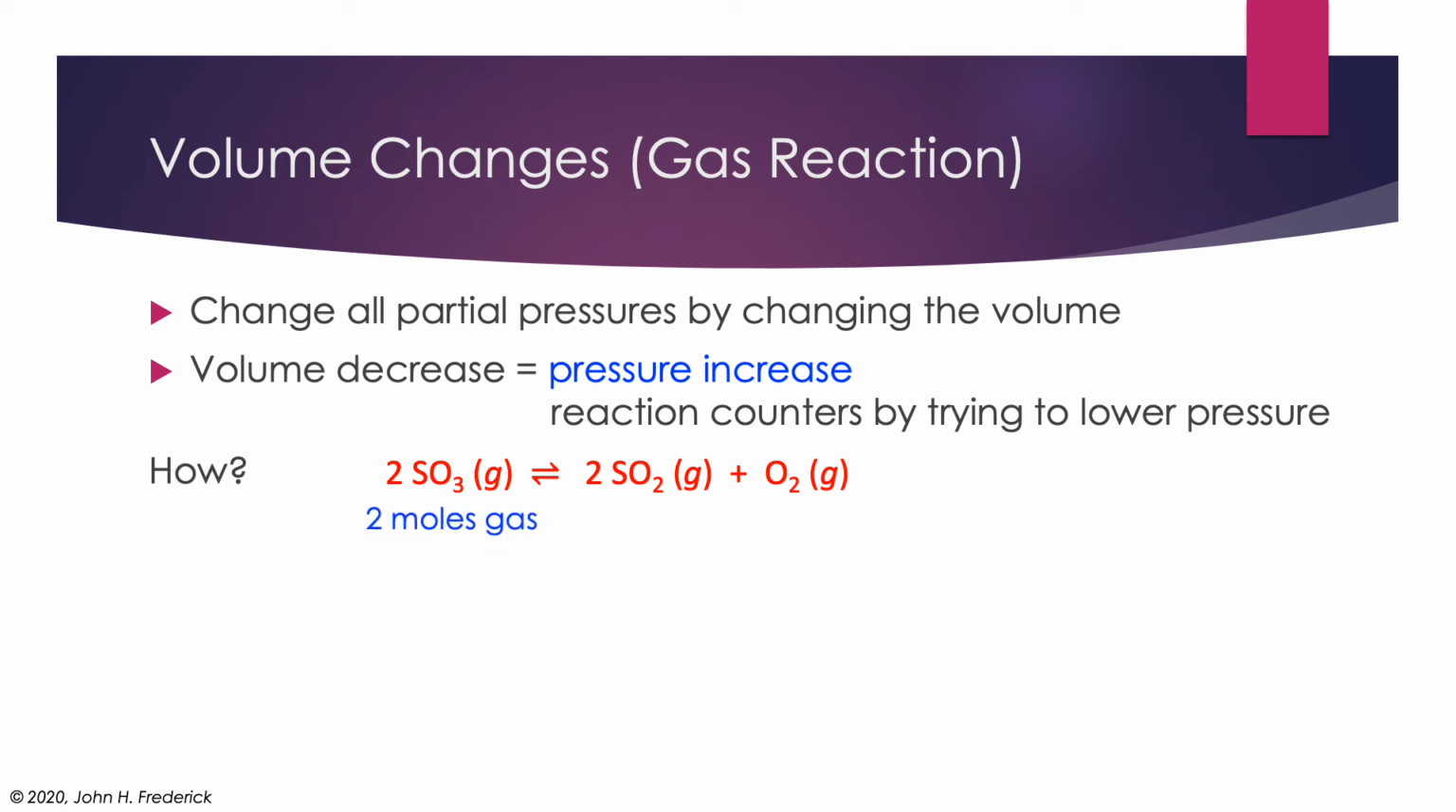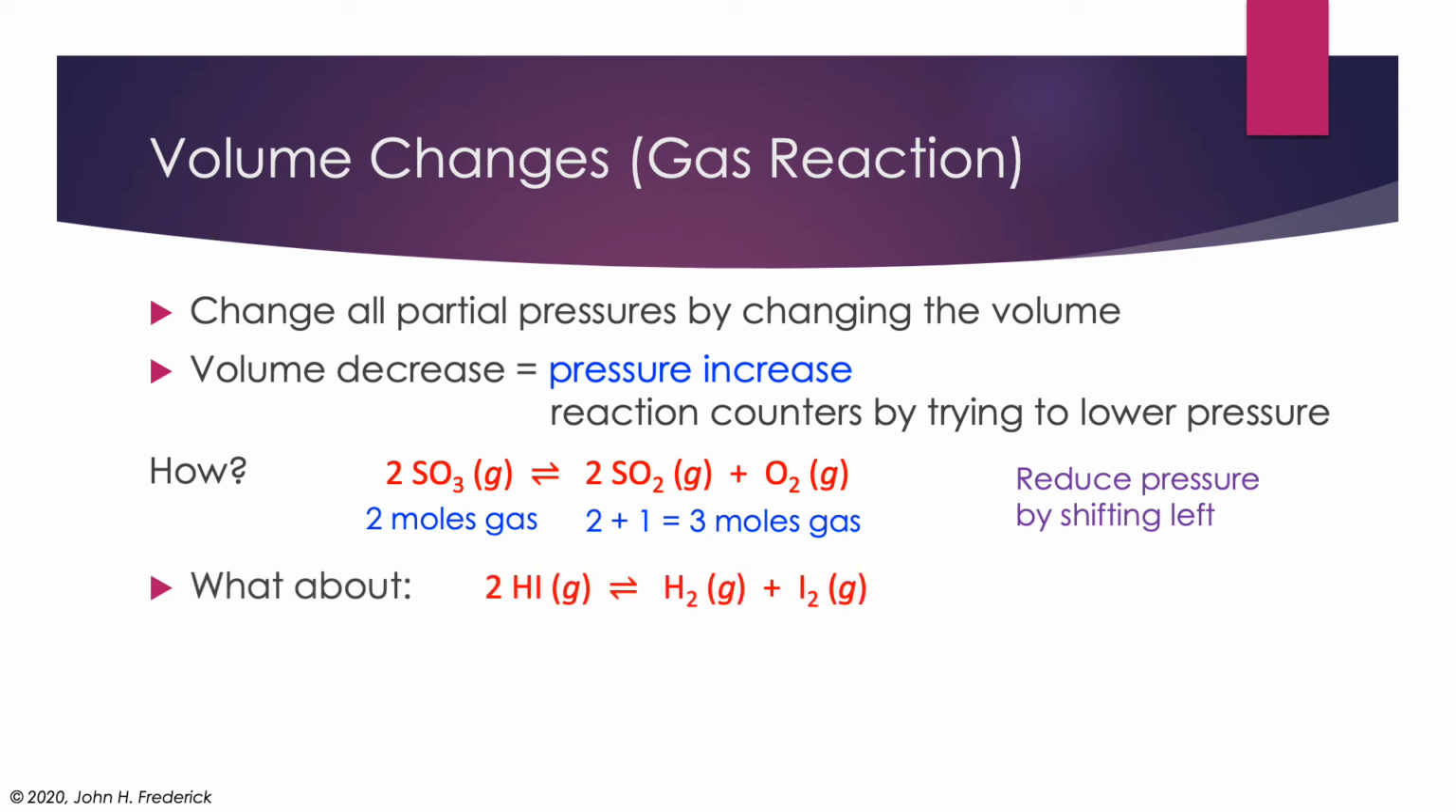On the reactant side, I've got 2 moles of gas, 2 moles of SO3 gas. On the product side, I've got 2 moles of SO2 gas and 1 mole of O2 gas, so I've got a total of 3 moles of gas. So the way this reaction can lower the pressure and counter this disturbance on equilibrium is to shift to the left, by basically going to the side of the equation that has fewer moles in the gas phase.